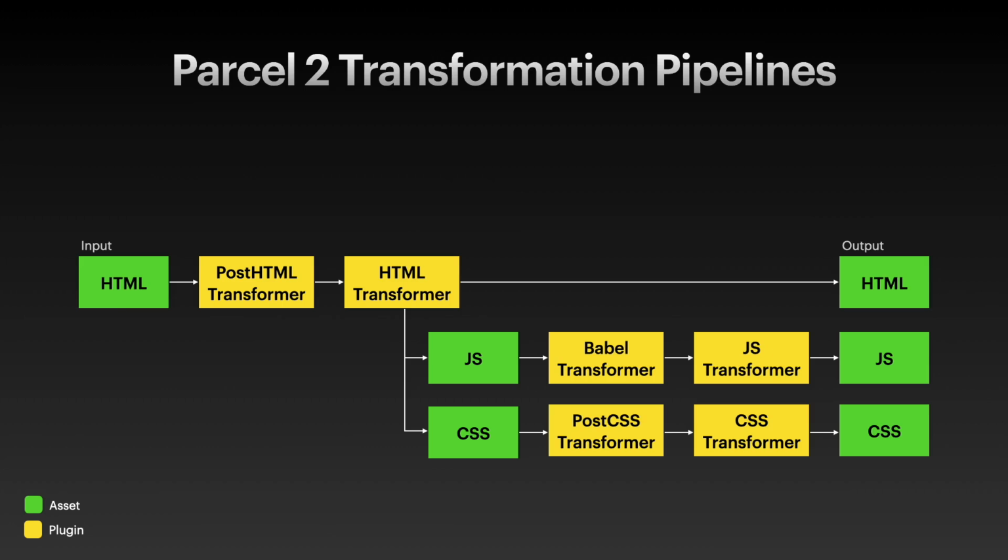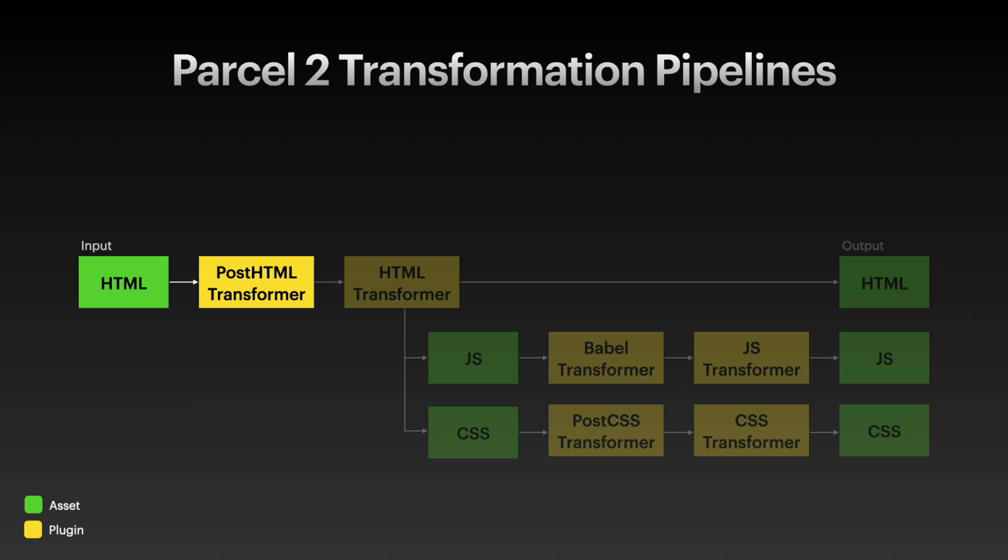Inside the transformation phase, Parcel 2 supports pipelines, which basically chain multiple transformer plugins together. I also mentioned before that a file might contain multiple assets within it, each of which might get transformed in a different way. For example, HTML supports nesting script and style tags inside it, which contain JavaScript and CSS that need to be processed. So when Parcel sees an HTML file, it first processes it with the PostHTML transformer.